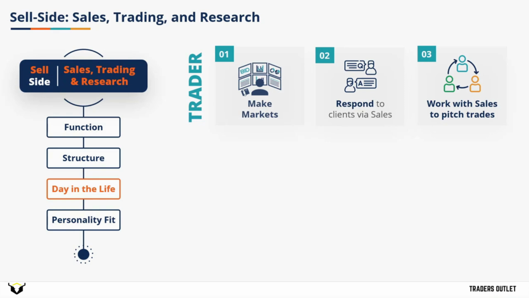Their days will be focused entirely on understanding their own market and trading the product in ways that optimize bank client business and bank profitability. In brief, there are generally 4 types of trading at investment banks. First, there's proprietary trading, often called prop trading. Second, flow trading. Third, agency trading.